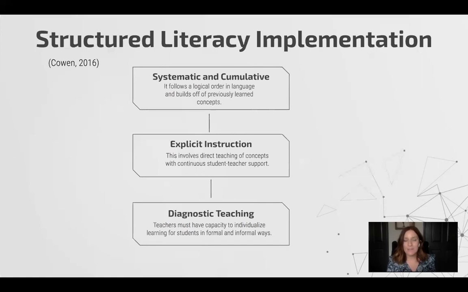So today we learned about the brain and how it's wired to help us to learn to read. We learned about the simple view of reading, decoding times language comprehension equals reading comprehension. We learned about Scarborough's reading rope and the upper strand and lower strand. And we just completed learning about structured literacy and implementation.